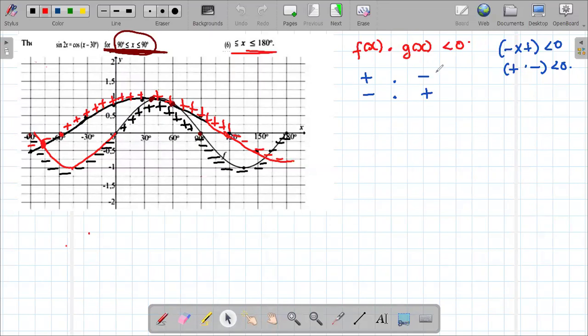So I'm going to look where one of them is positive and the other one is negative. When you read the graph, we always start from the left. So check what I'm going to do.